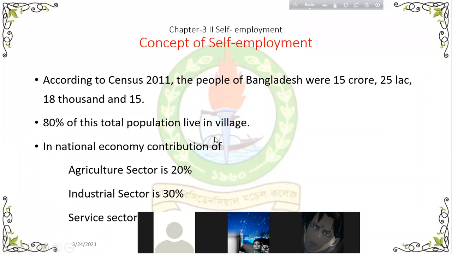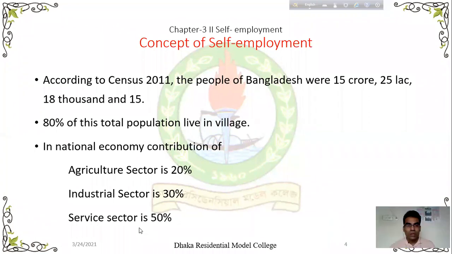And after that, the economic review. That means along with counting the population of Bangladesh, the government wanted to see the economic condition of the people. In the economic review, there are 3 sectors of production. What are they? Agriculture sector, industrial sector, and service sector.